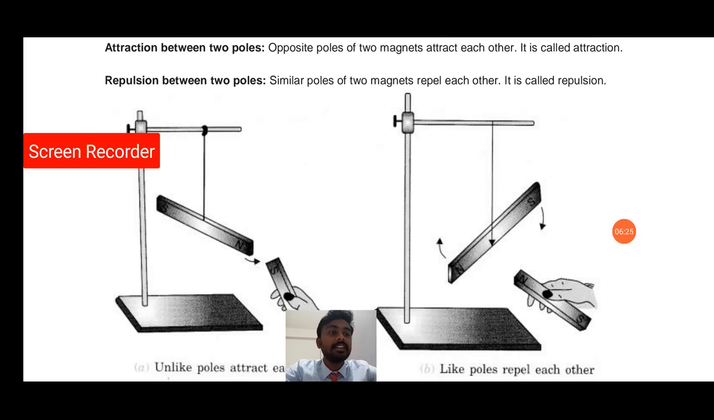First of all, you can see the attraction. Opposite poles of two magnets attract each other, it is called attraction. Similar poles of two magnets repel each other, it is called repulsion. Okay.